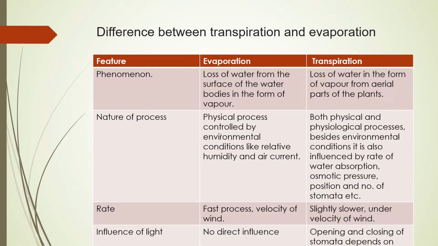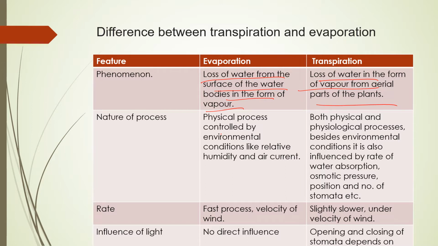Now, let us see evaporation, what is it? It is the loss of water from the surface of the water bodies in the form of vapor. And what is transpiration? It is the loss of water in the form of vapor from the aerial parts of the plant. So loss of water in the form of vapor from the aerial parts of the plant is called transpiration, whereas loss of water from the surface of water bodies is called evaporation.